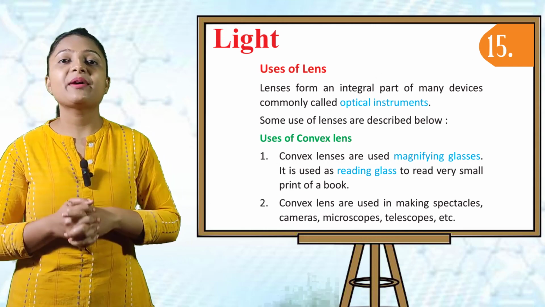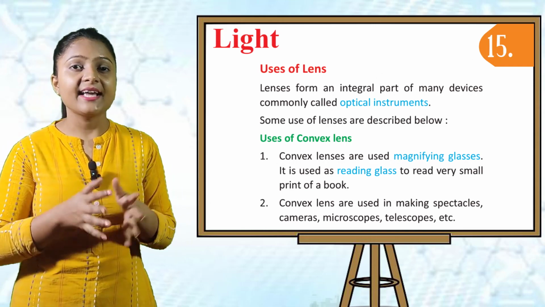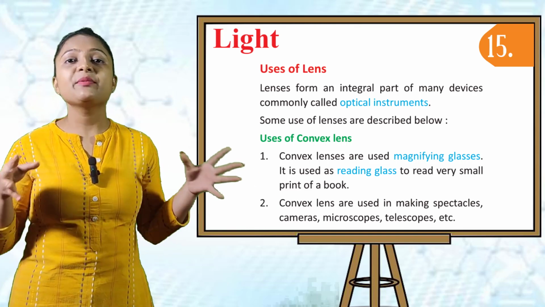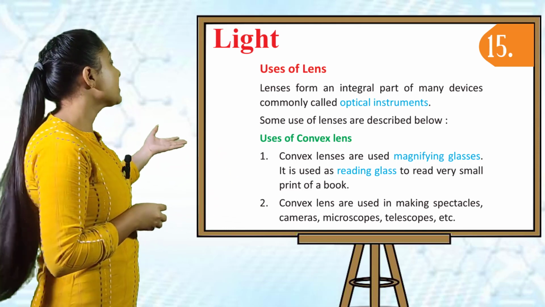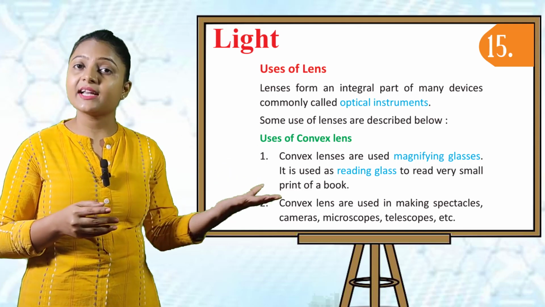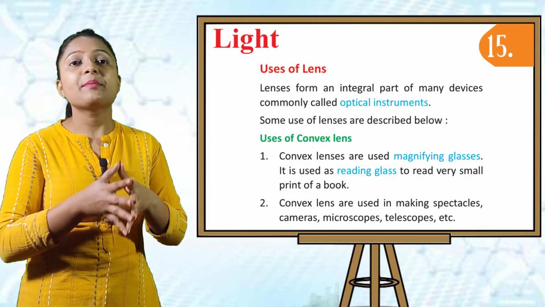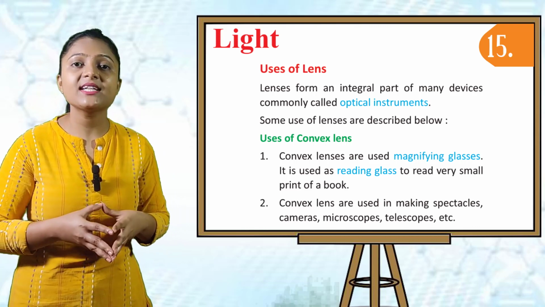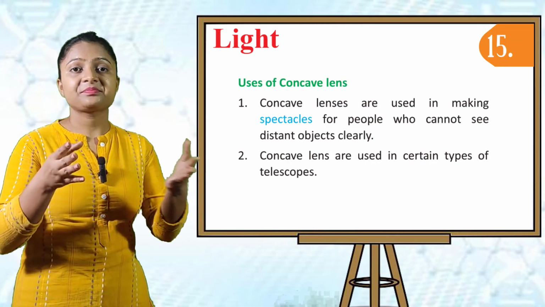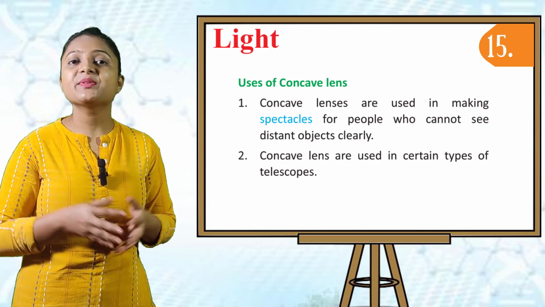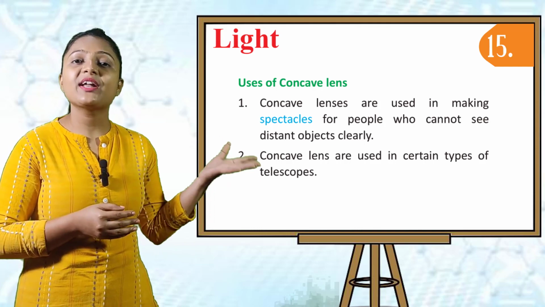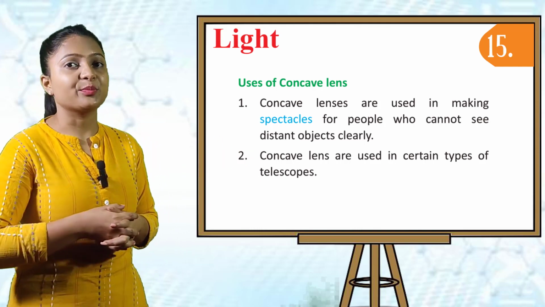Uses of lens. Lenses form an integral part of many devices commonly called optical instruments. Some uses of lenses are described below. Uses of convex lens. First, convex lenses are used as magnifying glasses. It is used as a reading glass to read very small print of a book. Number 2, convex lenses are used in making spectacles, cameras, microscopes, telescopes, etc. Uses of concave lens. First, concave lenses are used in making spectacles for people who cannot see distant objects clearly. Number 2, concave lenses are used in certain types of telescope.